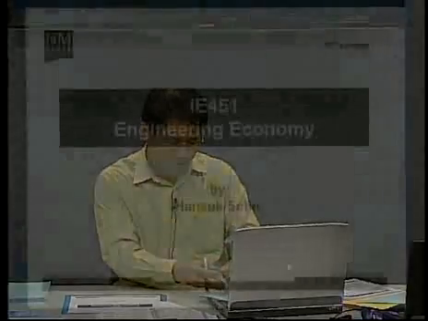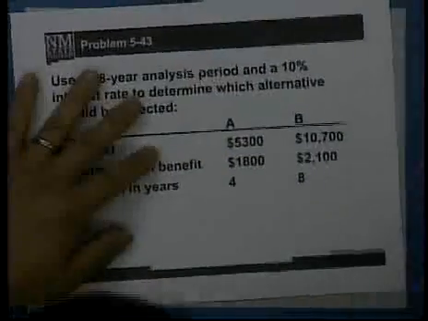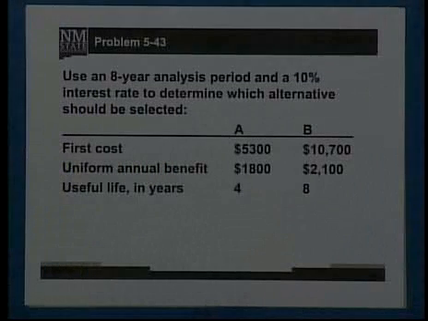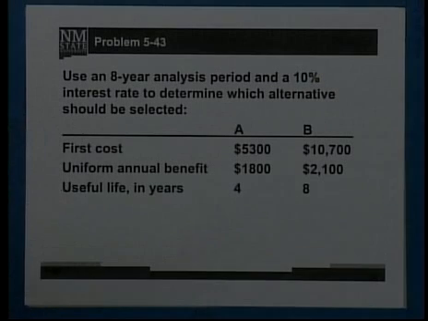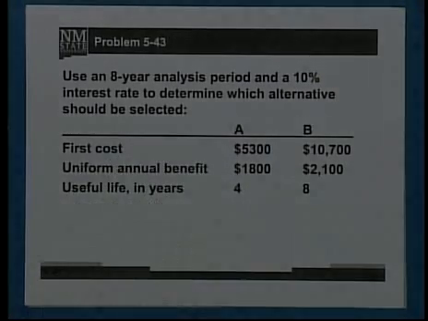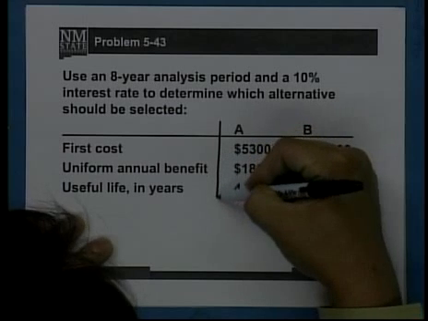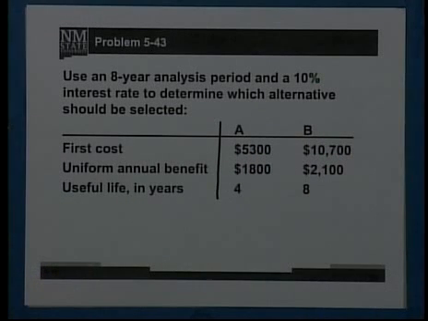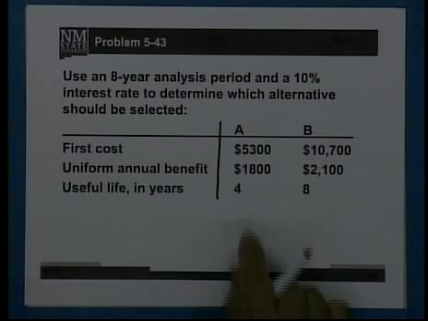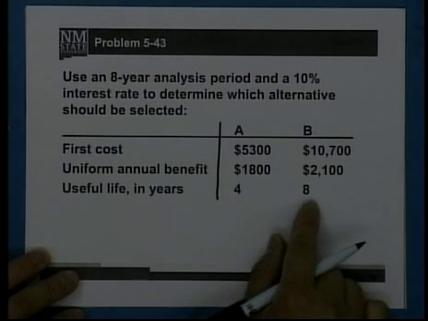So this is the first problem that we are going to solve for today, which is problem number 5-43. Use an 8-year analysis period and a 10% interest rate to determine which alternative should be selected. We have two alternatives, A and B, and the useful life of alternative A is different from that of alternative B.